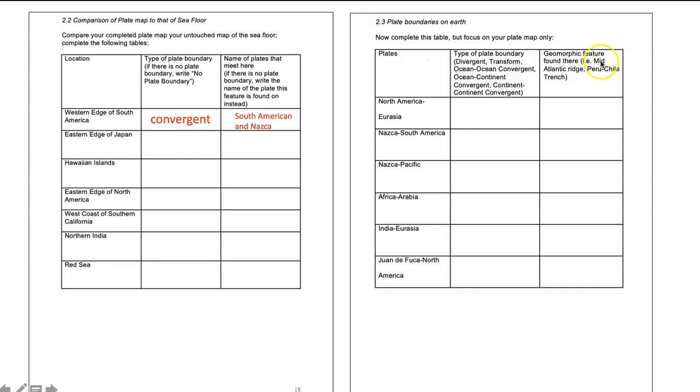And then what kind of geomorphic feature? Geomorphic means a form on Earth. So is it a trench? Is it a volcano? Is it a ridge? So between North America and Eurasia, we have a divergent plate boundary, and that is indeed the Mid-Atlantic Ridge. And so you're going to go and look at all of these different pairs of plates and the boundary between them.